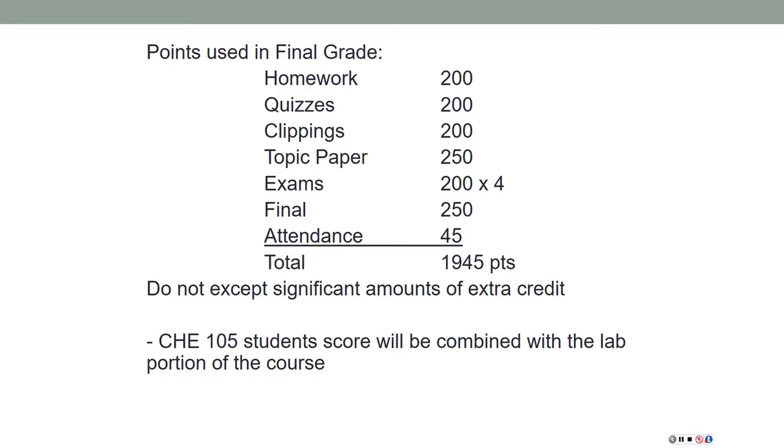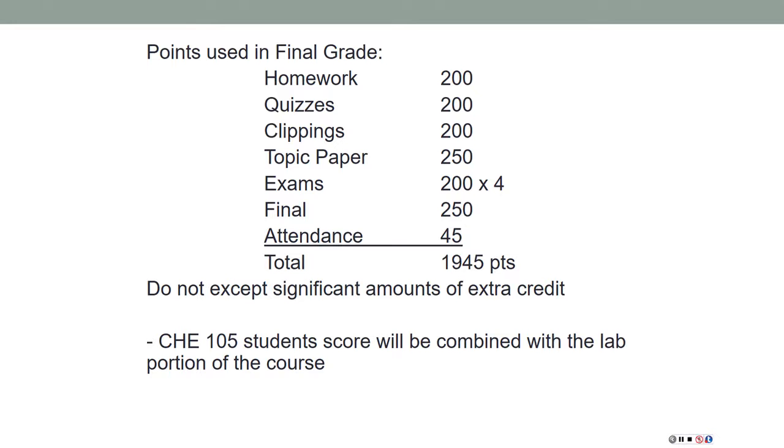Quizzes are the same thing. Clippings here are 200. Really, with clippings, almost everyone gets full points. The only time people generally lose points in clippings is when they don't have a page length. They write like 3 lines and they call that a page. So if you make a good faith effort to have a page, then you should be good there.